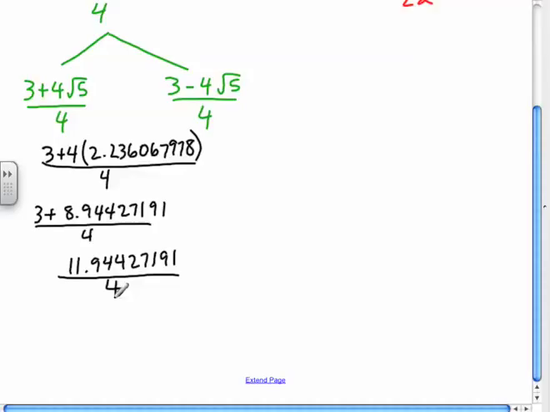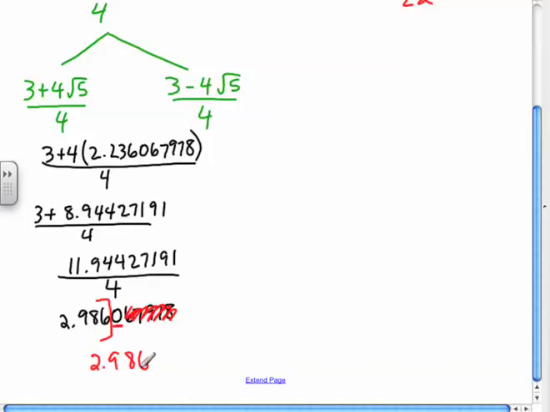All right, and then divide by 4, and I'm going to get 2.986067978. And you know what? It said round to the nearest thousandth. So I want to keep 3 numbers. Look at the one just outside the gate. Forget these others. They don't matter. And I can see my answer is going to be 2.986.